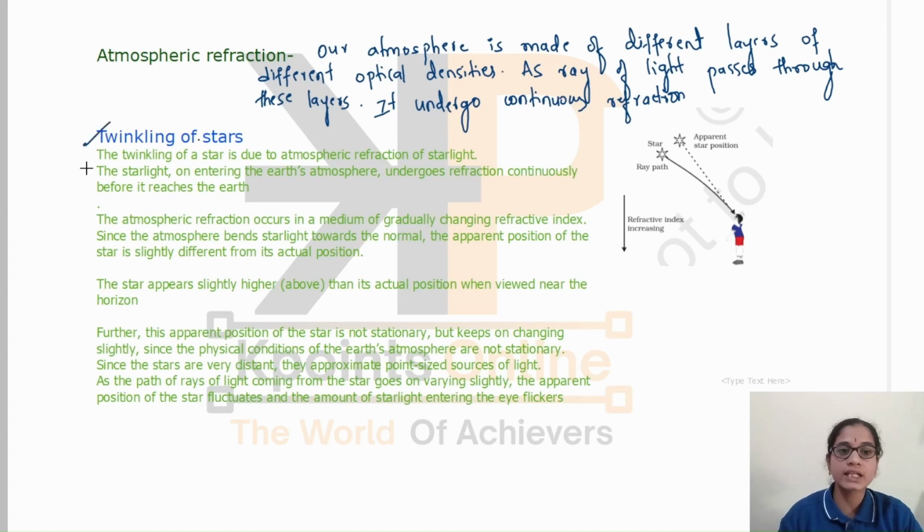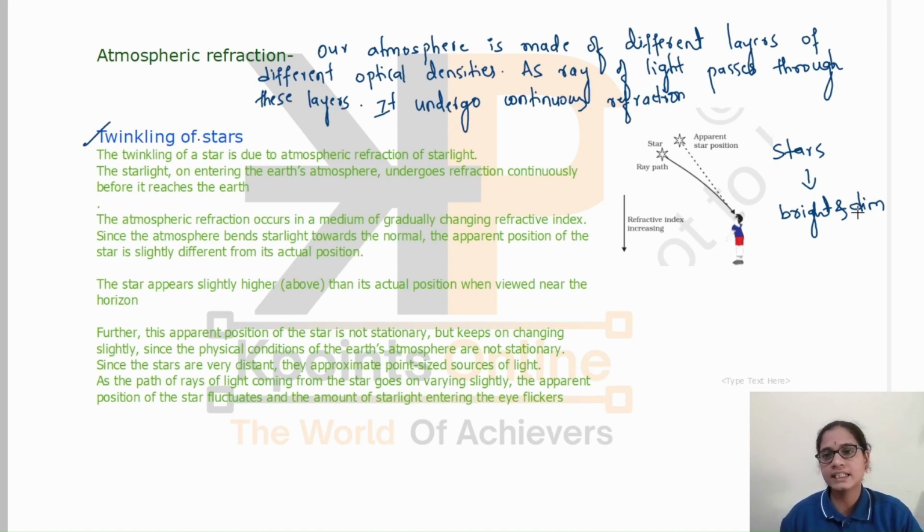The first is the twinkling of stars. We have to understand what we mean by twinkling. We know that stars appear sometimes very bright and sometimes dim. They appear continuously bright and dim. When they appear bright, more light is reaching our eyes. When it appears dim, less light is reaching our eyes.